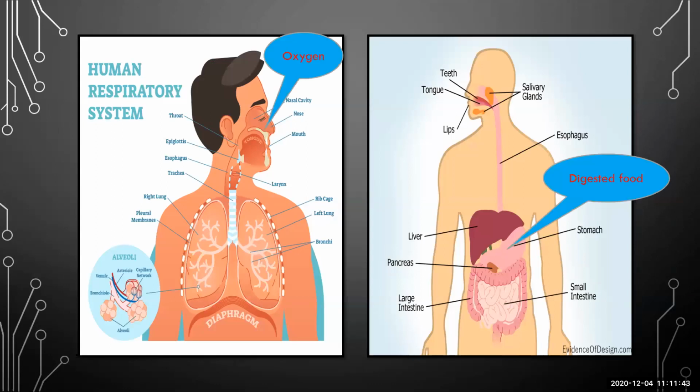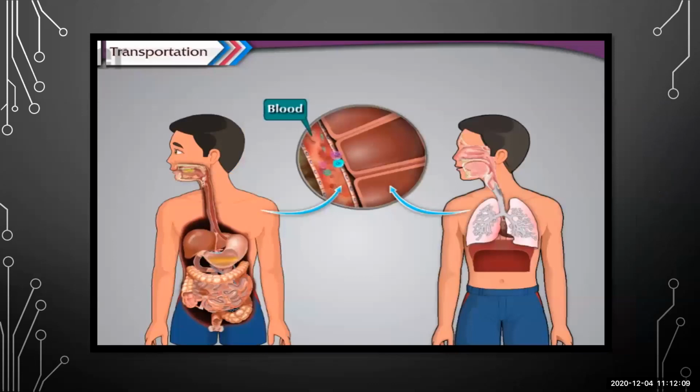Like that, the food which we eat has been digested in the stomach, and that gives us the nutrients and minerals, which will be transported to each and every part of the body. So whatever oxygen we inhale and whatever minerals and vitamins we get from the food has been transported to each and every part of the body with the help of the blood.